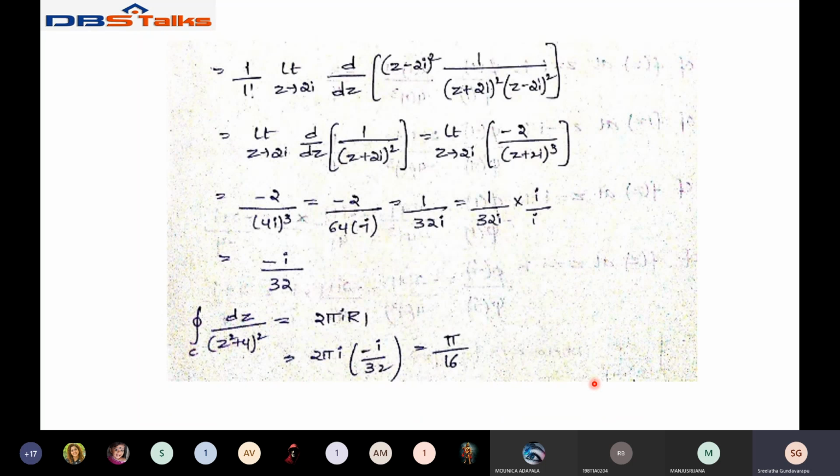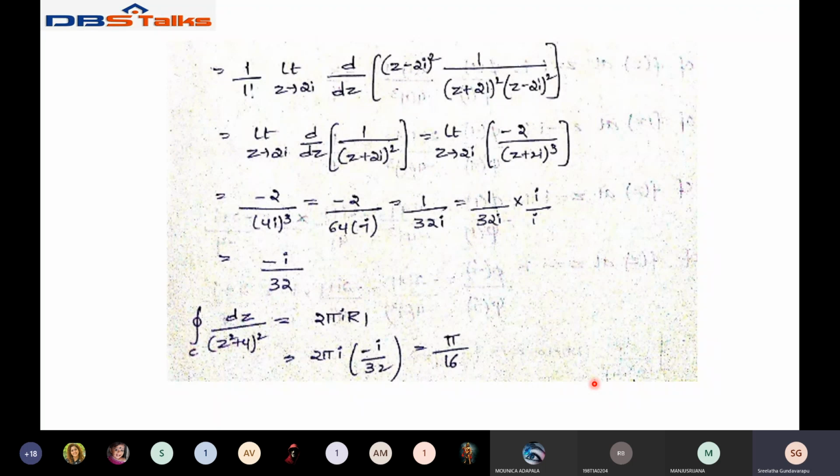so that is equal to 1 by 1 factorial into limit z tends to 2i, d by dz of (z minus 2i) whole square by (z plus 2i) whole square into (z minus 2i) whole square. After cancellation, limit z tends to 2i, d by dz of 1 by (z plus 2i) whole square. So using the differentiation formula, limit z tends to 2i, minus 2 by (z plus 2i) whole cube. Then substitute z equal to 2i. We get 1 by 32i.